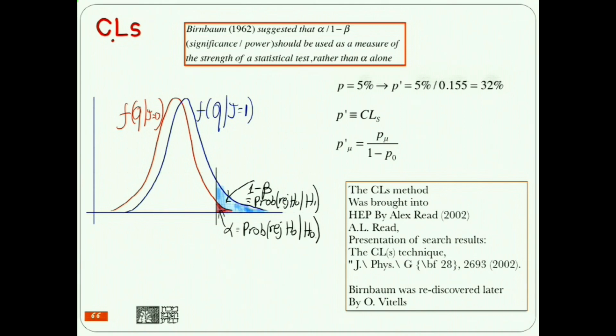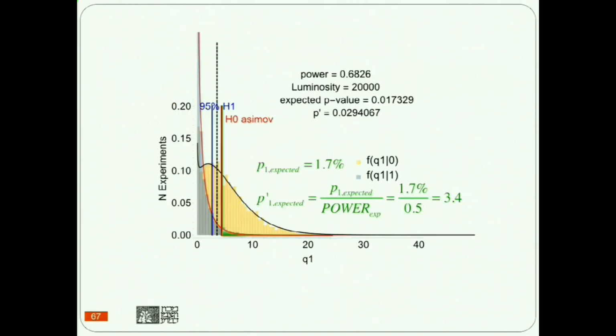This is called the CLS method, and it was Alex Read who brought it to the community in 2002 in the paper given here. Then Birnbaum was rediscovered later by my student Ofer Vitells, and then Alex and Ofer together wrote the entry for Wikipedia, for CLS. So you'll see a very nice article in Wikipedia about CLS. That's why I told you that I know some experts who wrote the statistical literature in Wikipedia. So let me show you some examples.